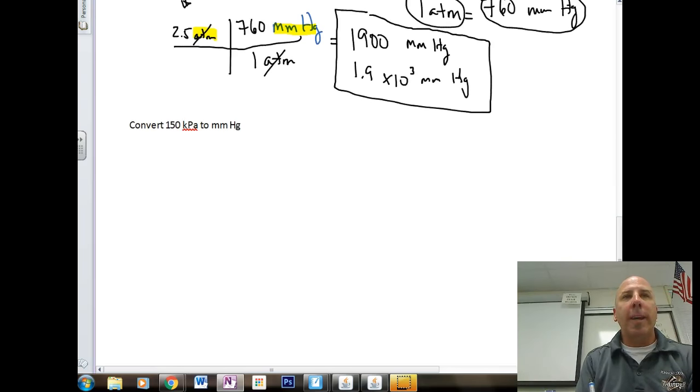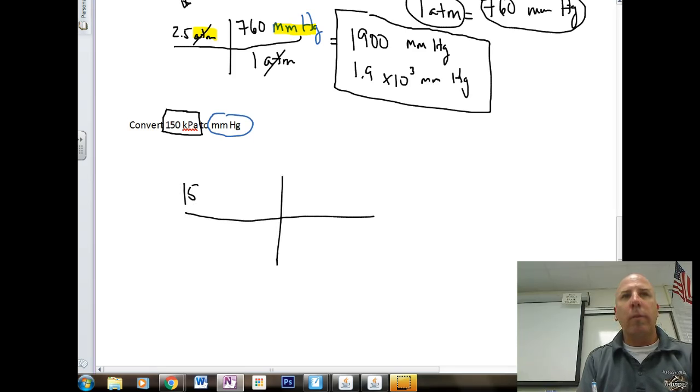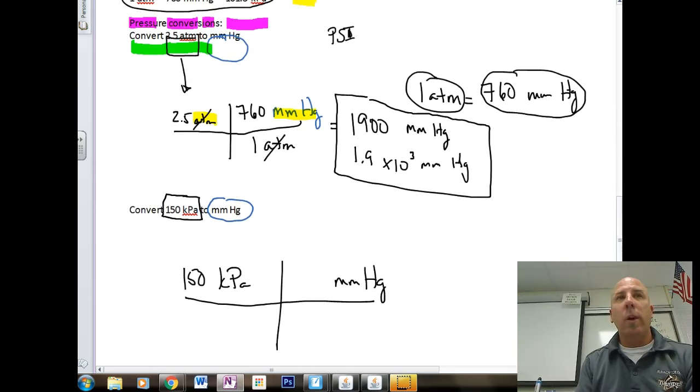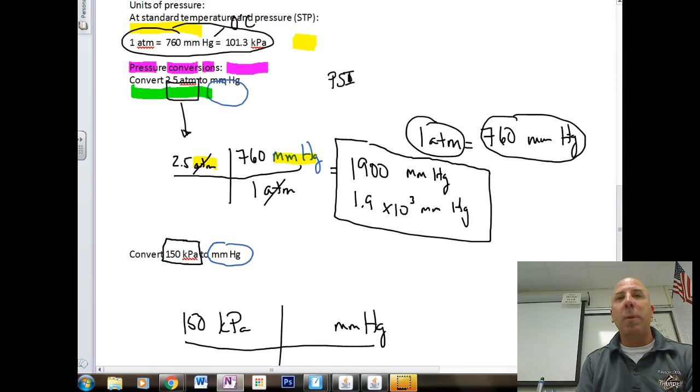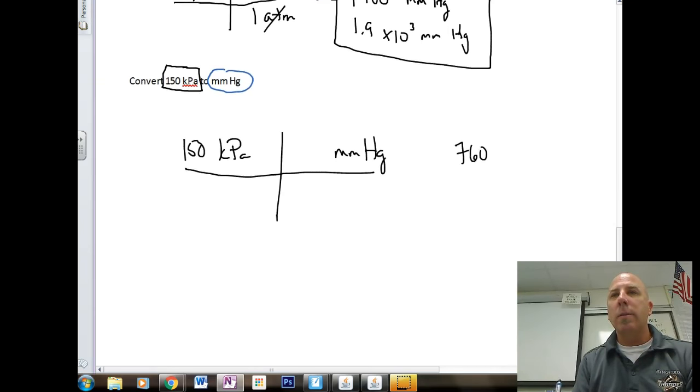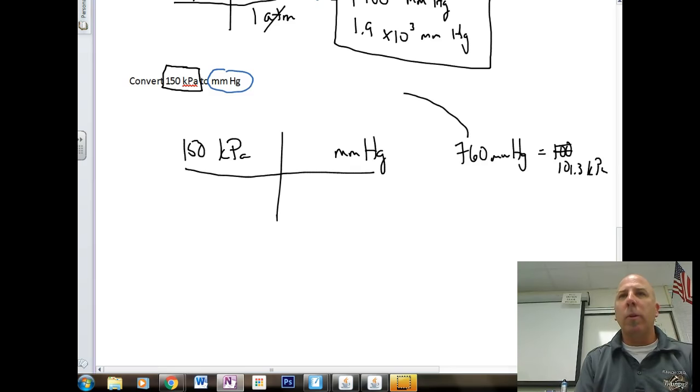It says convert 150 kPa, there's our known, and we're going to go to millimeters of mercury. So let's set this one up just like we did the last one. We have 150 kilopascals, and we're going to convert it to millimeters of mercury. We're going to use the conversion factor up here again, just the kPa and millimeters of mercury. If you see that there, we have 760 millimeters of mercury is equal to 101.3 kPa. And so in front of millimeters of mercury, we're going to put 760.